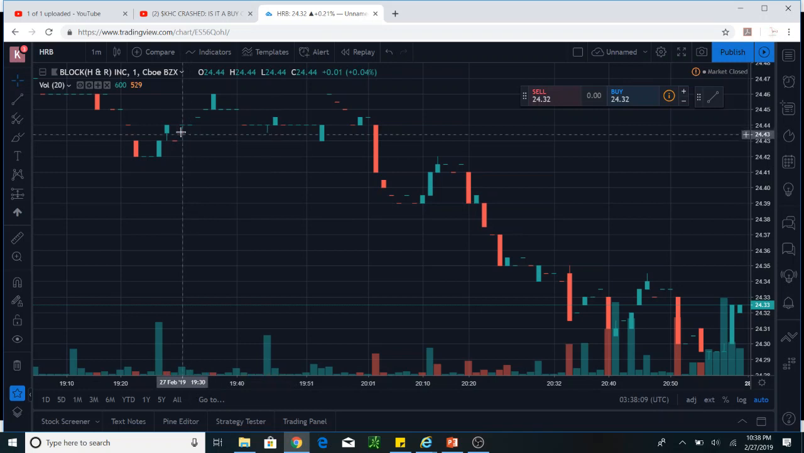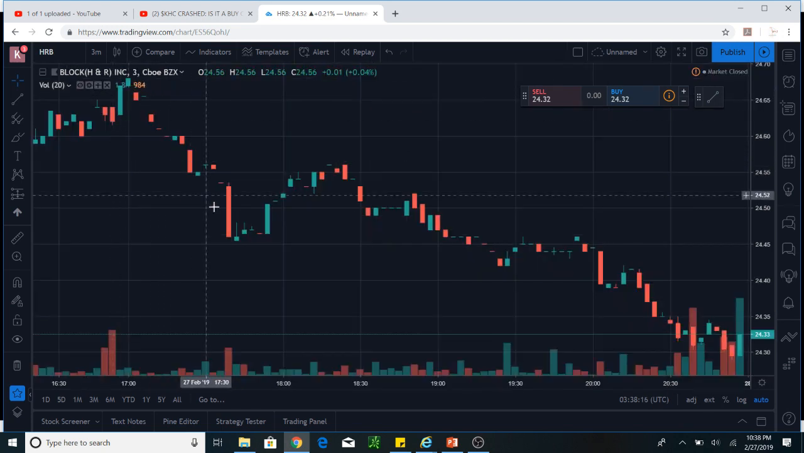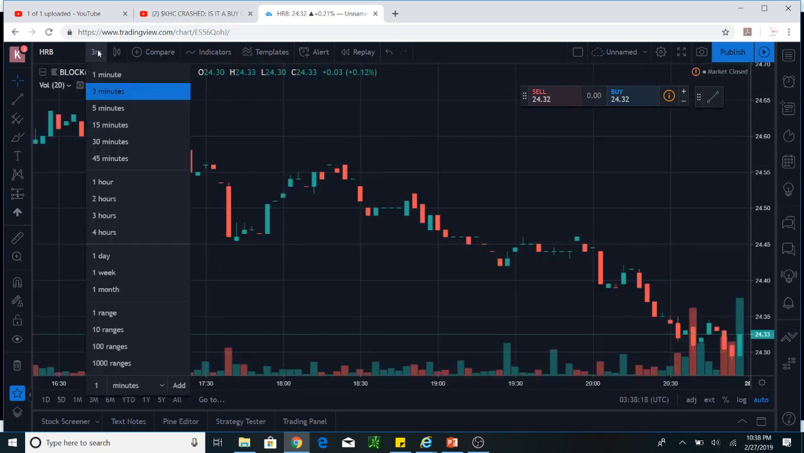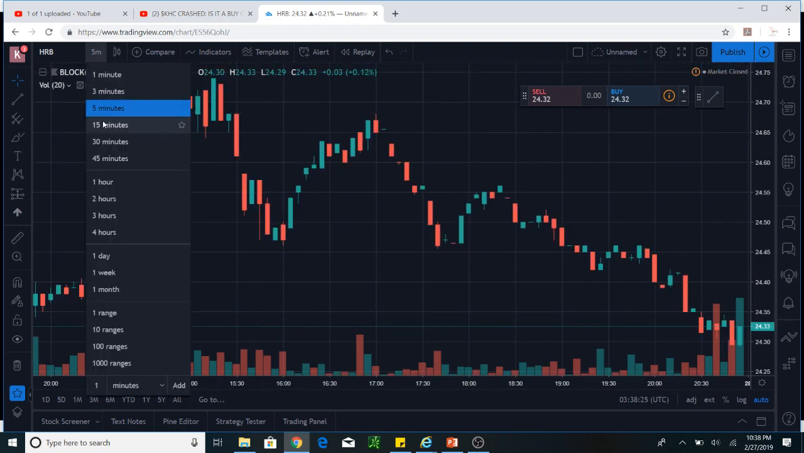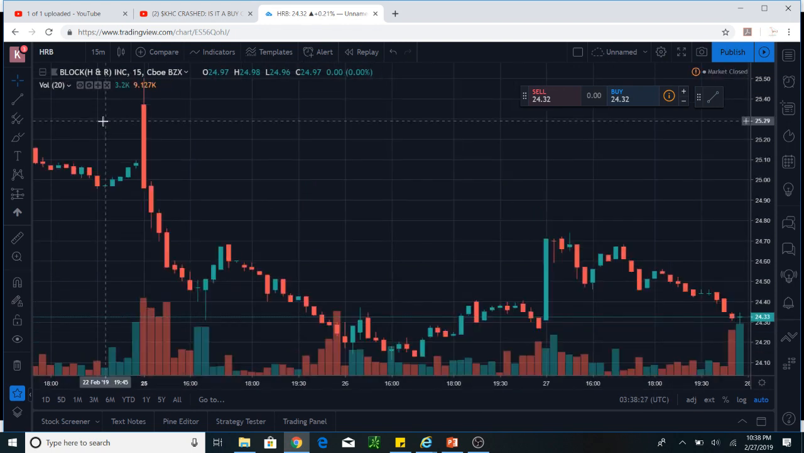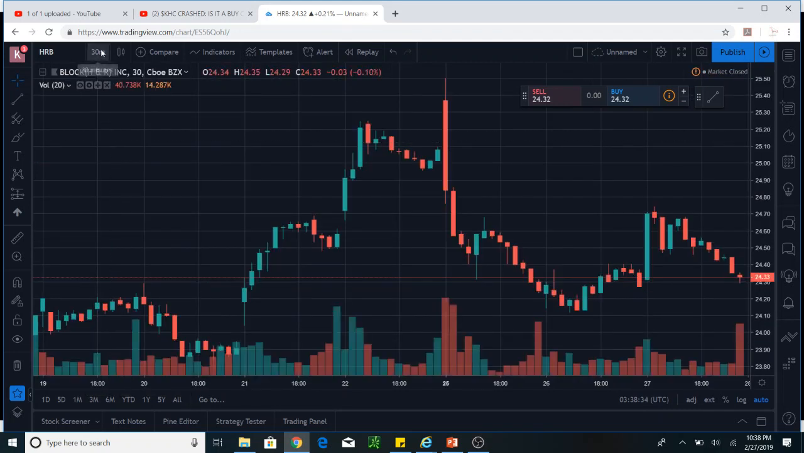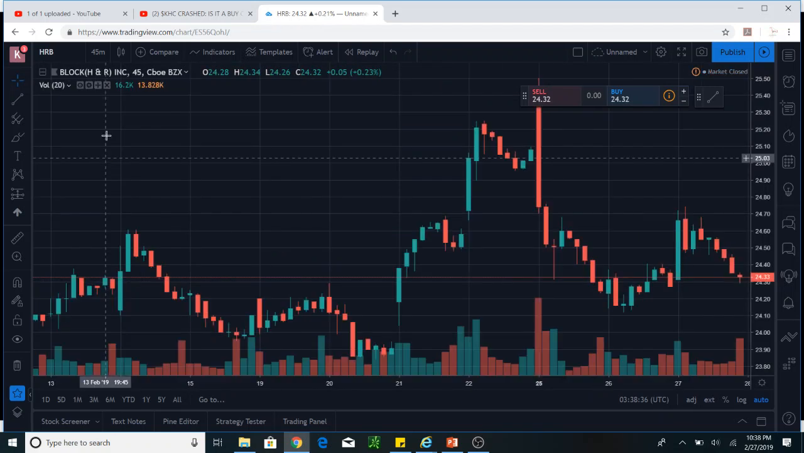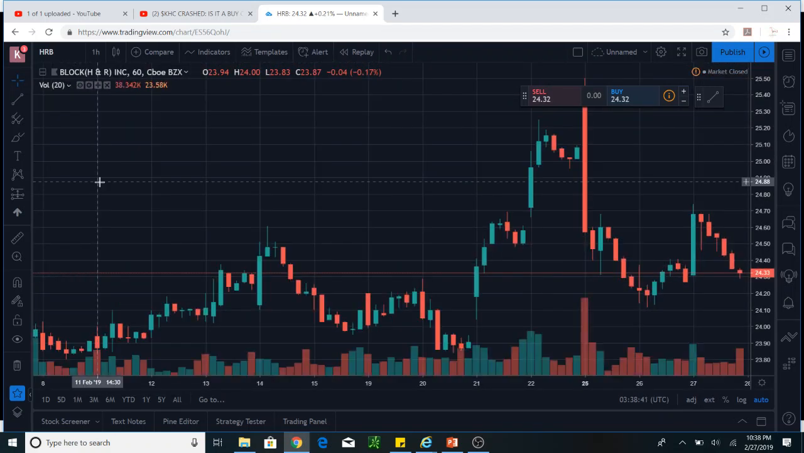So right now I'm on 1 minute chart. So let's go and choose the 3 minute. It will be different. Let's go ahead and choose the 5 minute. It will be different. We can see the stock on a different angle. So let's look at the 15 minute. It is different as well. So the time frame dictates what you can see actually in the stock. It gives you the overall picture of the stock. So see how the stock is doing.